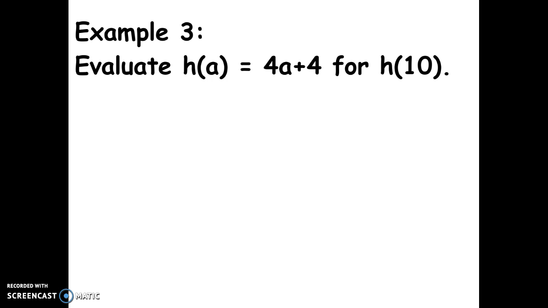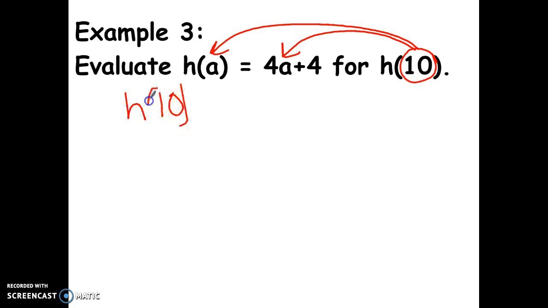Example 3, evaluate h of a equals 4a plus 4 for h of 10. Now, I know we're used to seeing f of x, but you can use different letters. And in this example, we're given h of a. Well, the a is still your input, and the h of a is still your output, so nothing has changed. So instead of h of a, we're now going to see h of 10. And where we see a, we're going to put in 10. So let's go ahead and do that substitution.